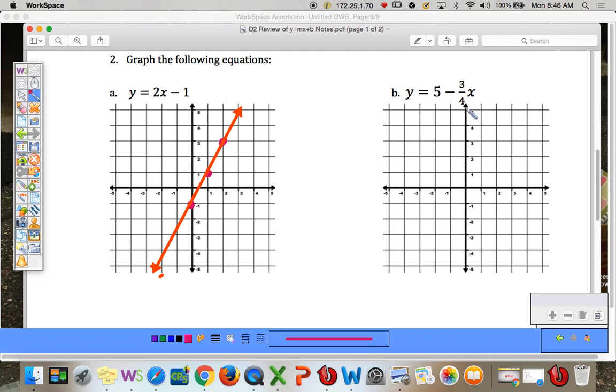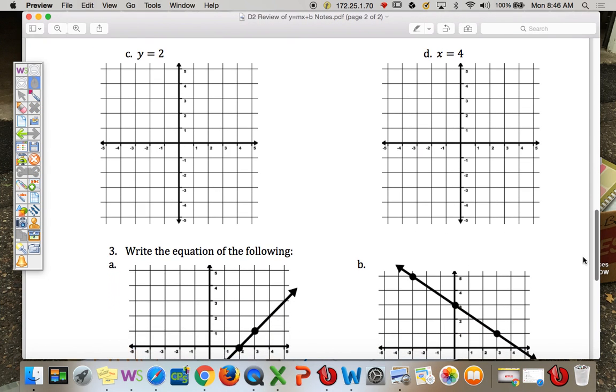The next one, the y-intercept is first in this one. Again, it's the number by itself, so here's 5. Our slope is negative. Down 3 to the right 4. And so here I can only fit really 2 lines. So here's our equation, our graph. Okay, the next one, y equals 2.